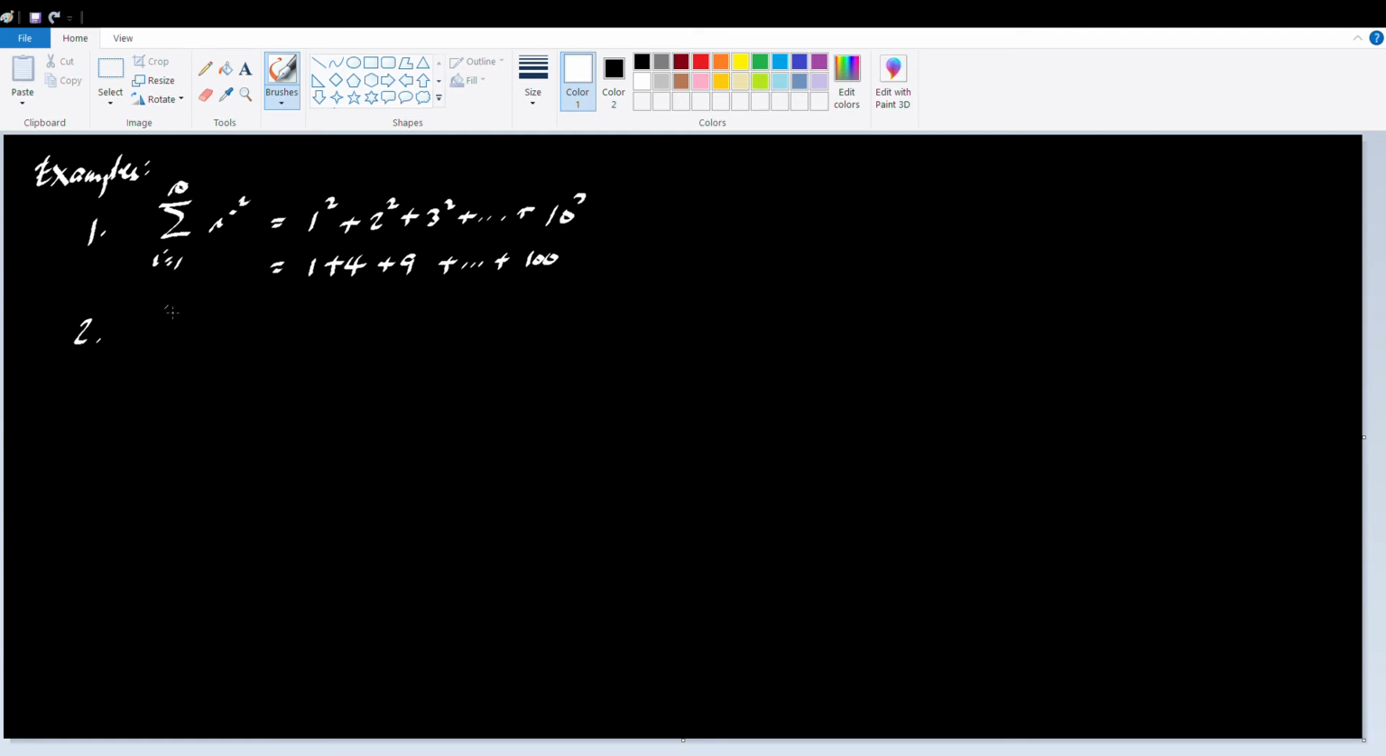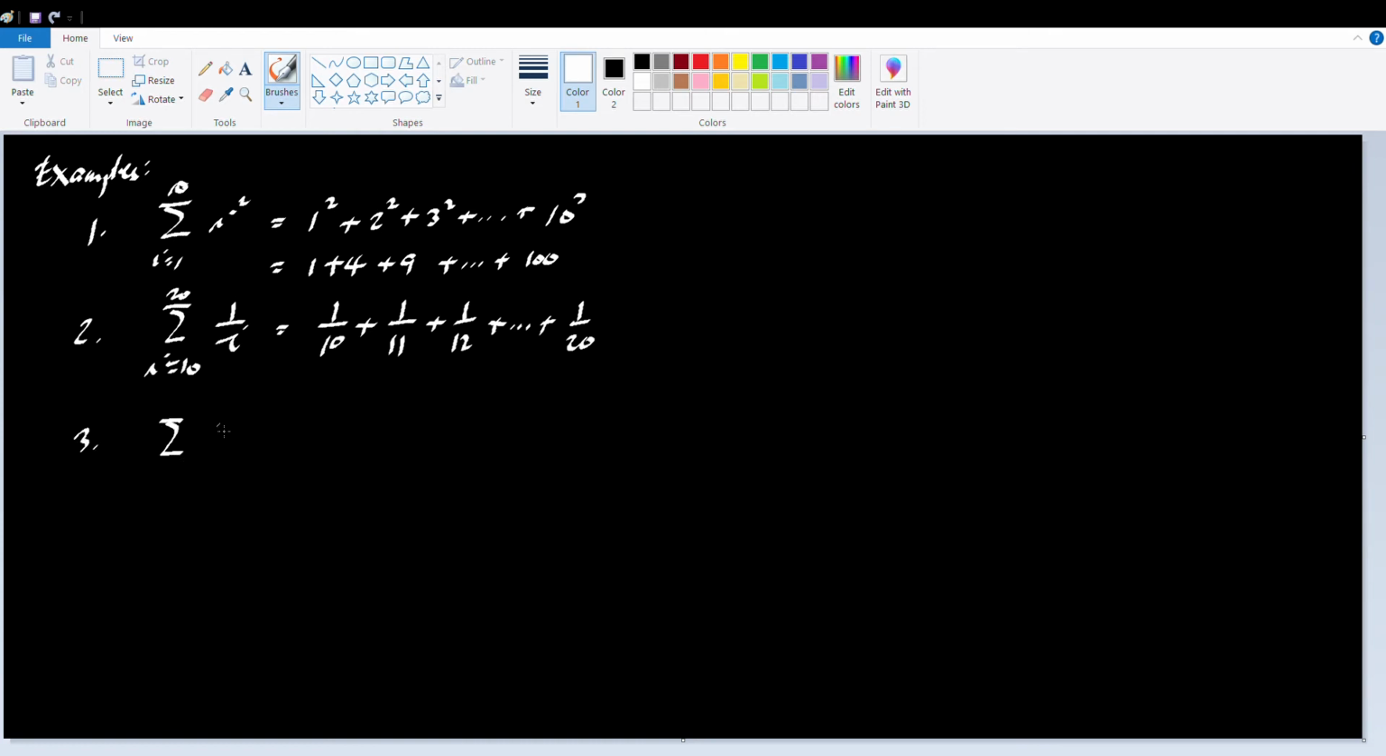Next, the sum of 1 over i from 10 to 20. The lower limit starts at 10, so i becomes 10. So 1 over 10 plus the next integer after 10, which is 11. So 1 over 11 plus 1 over 12, and so on and so forth, plus 1 over the upper limit, which is 20.